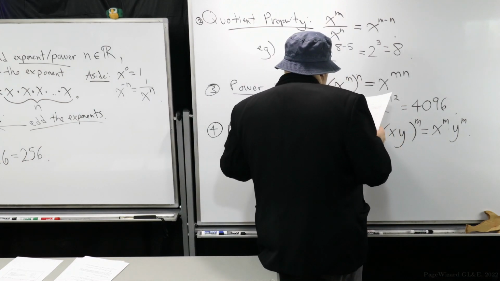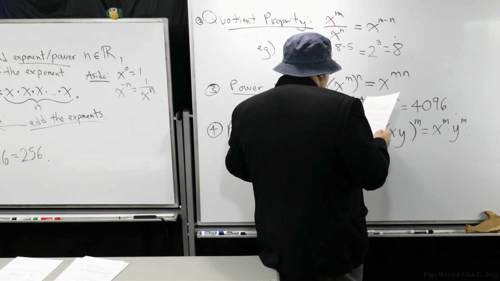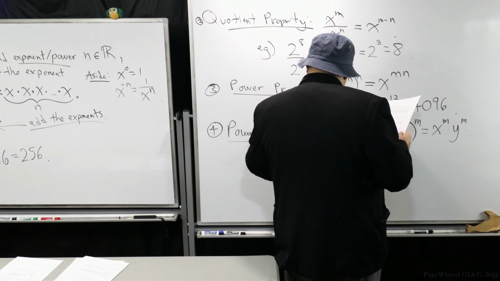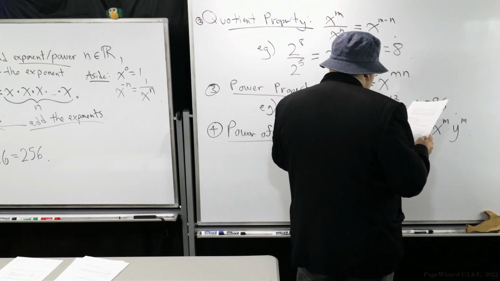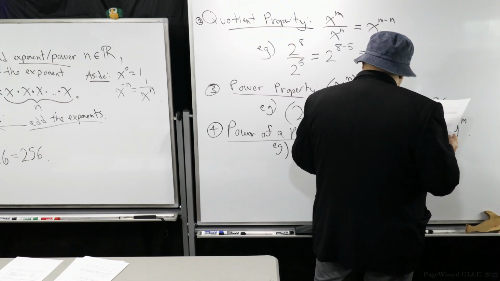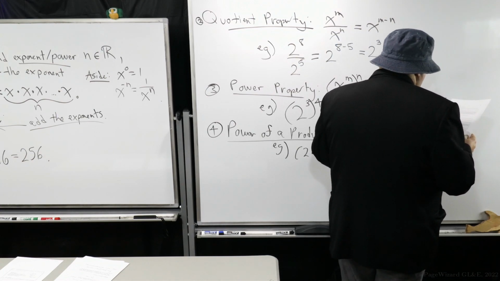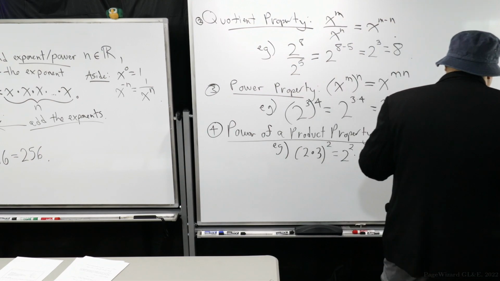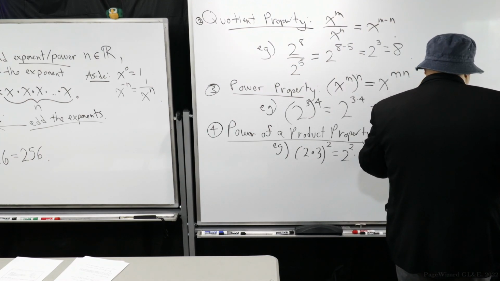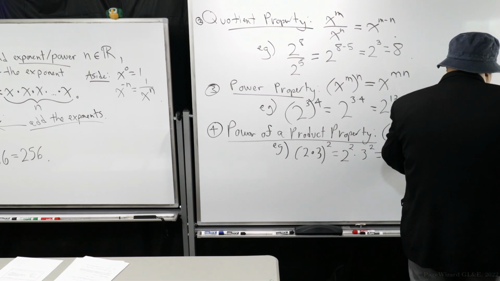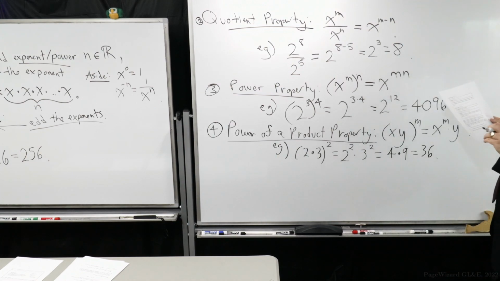So just as a quick example of what I mean by this, if I have 2 times 3 squared, what I'm saying is it's 2 squared times 3 squared, I wrote down cubes, which is 4 times 9, which is equal to 36. And like I said, you can always expand the terms here to see what I mean.